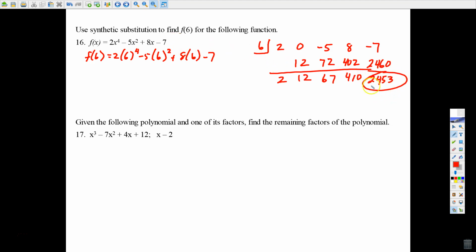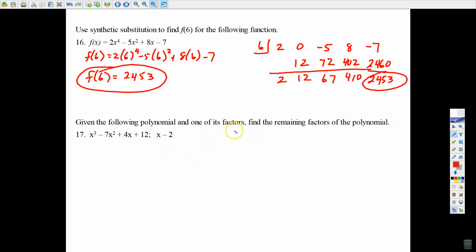This is an example of the remainder theorem. And if you had done the same thing like this in your calculator, you should have also come up with 2,453. Okay, so that is your answer for number 16.